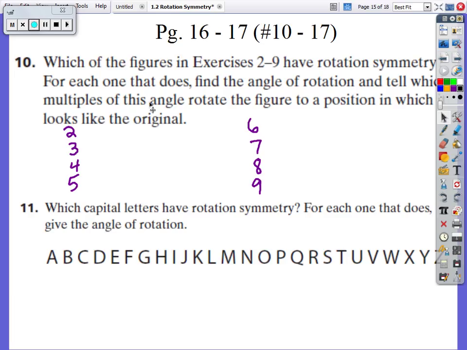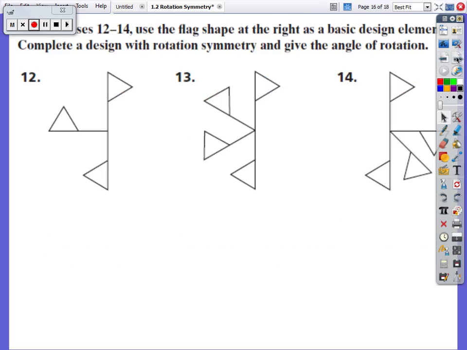And then which multiples of this angle rotate the figure to a position? So that's when we were listing all the different rotations. So after one rotation, it would be 120, 2 rotations would be 240, and 3 rotations would be 360. Just like we were doing with the previous ones. On number 11, you're looking at which letters have rotation symmetry, and there's not very many. I think there are fewer than 10 that have rotation symmetry, so be really careful for this one, and then give the angle of rotation for each of those as well.